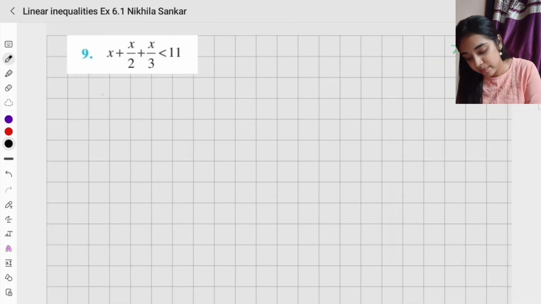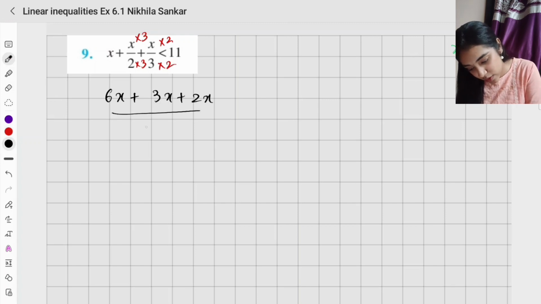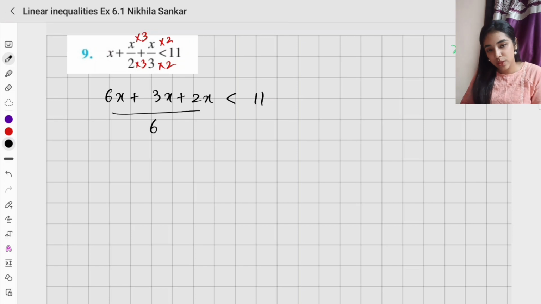I'm going to take the LCM. Okay, what happens when we take the LCM? What is my LCM? 6. So I'll have 6x plus, here I'm going to multiply by 3. Multiply by 3. In that I'm going to multiply by 2. Okay, so what I have, 6x plus 3x plus 2x the whole divided by 6 less than 11. There is no equal to symbol, so less than 11.